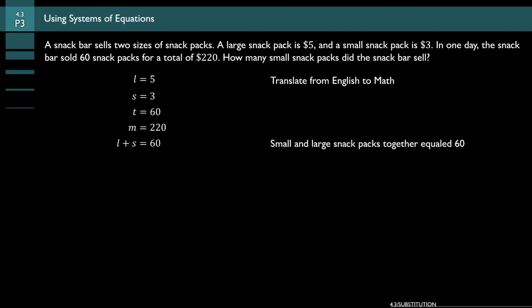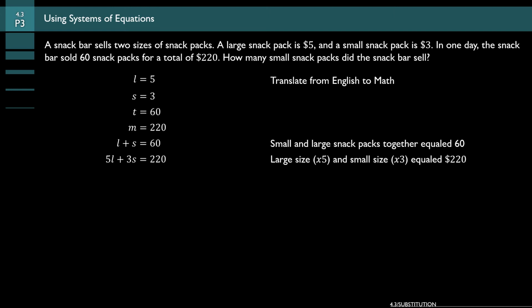Then for the 220, how did you arrive at making $220 off of those 60 snack packs that were sold? Well, we know that every large snack pack is $5. So 5 times large snack packs plus 3 times the small size is going to equal 220. So 5L plus 3S equals 220.